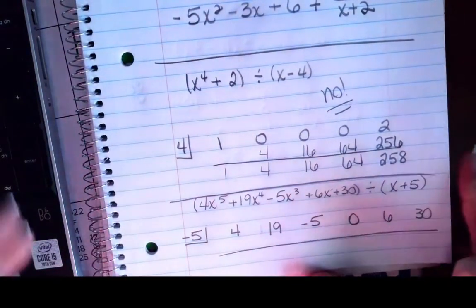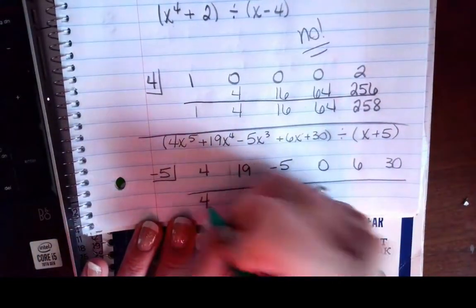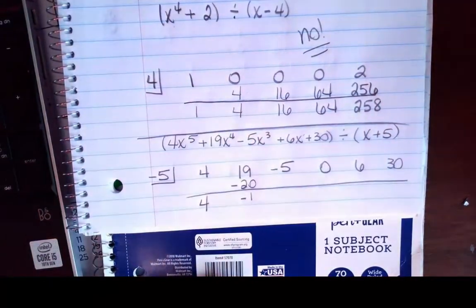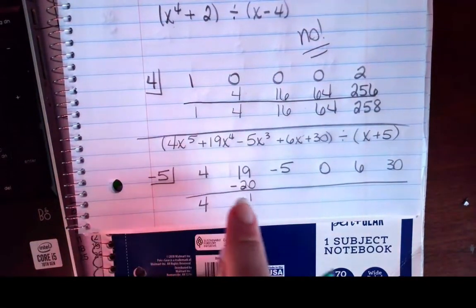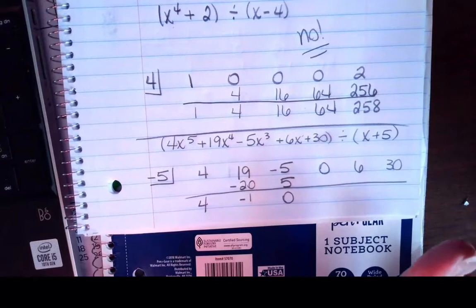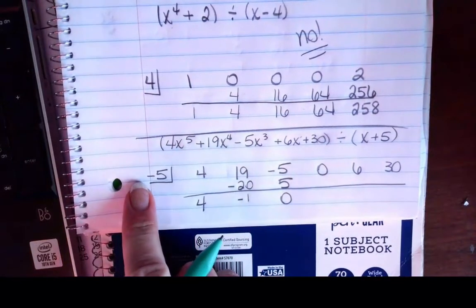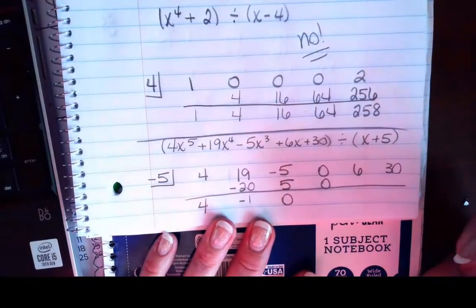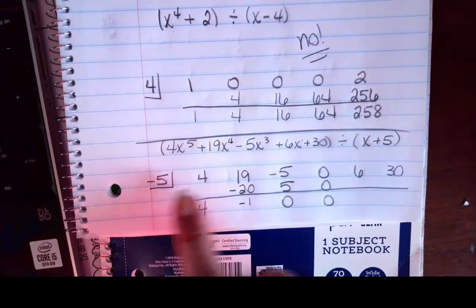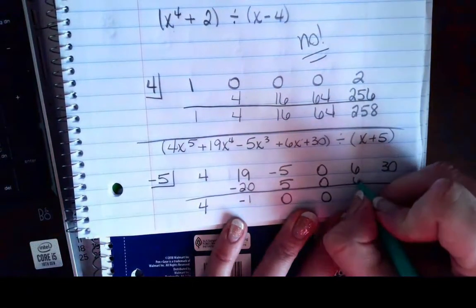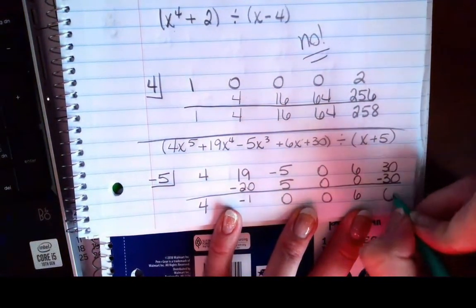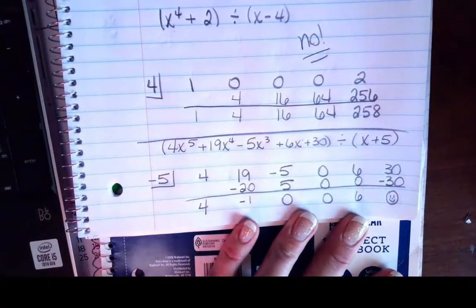So coming across, this is going to get gnarly. Drop your 4. Negative 5 times 4 is negative 20. That gives me a negative 1. Negative 5 times negative 1 is 5. That gives me a 0. That is okay. Keep going. Negative 5 times 0 is 0. Still gives me 0. What I want to do is keep going all the way to the end. Negative 5 times 0 is 0. That gives me 6. And now negative 5 times 6 is negative 30, which gives me a 0.